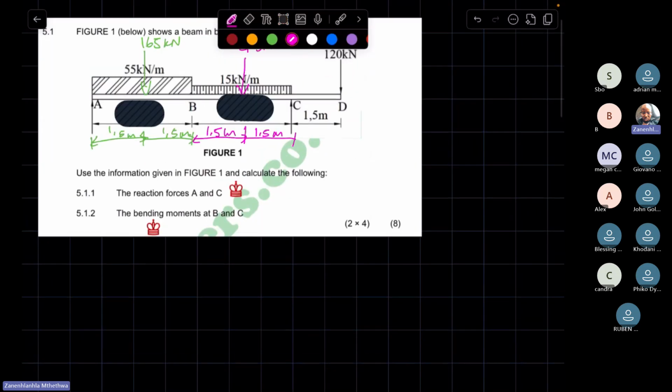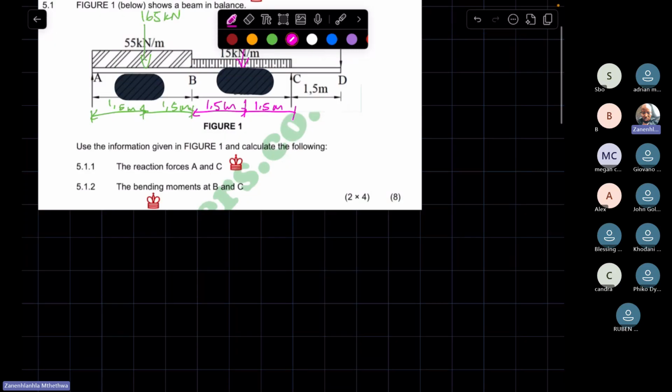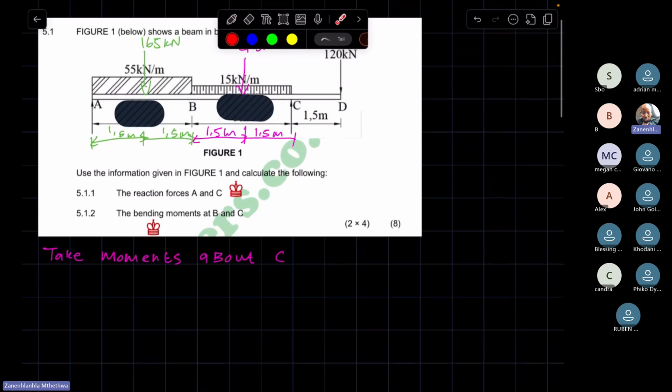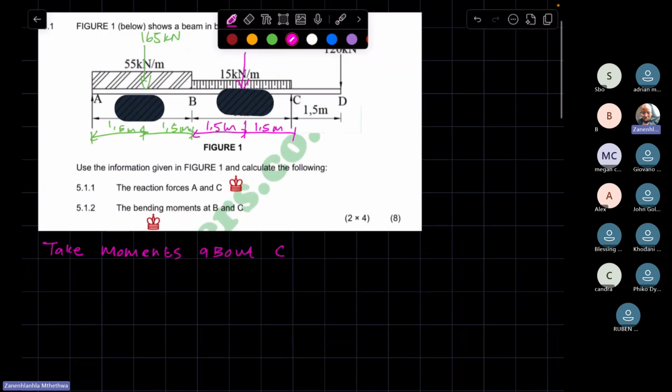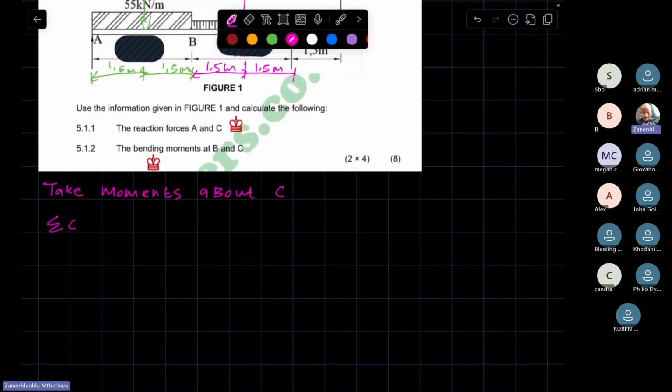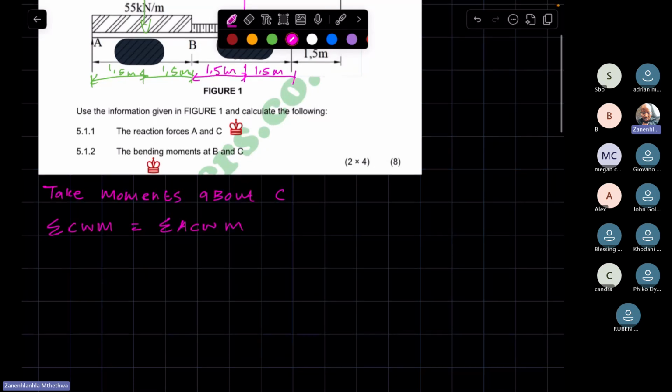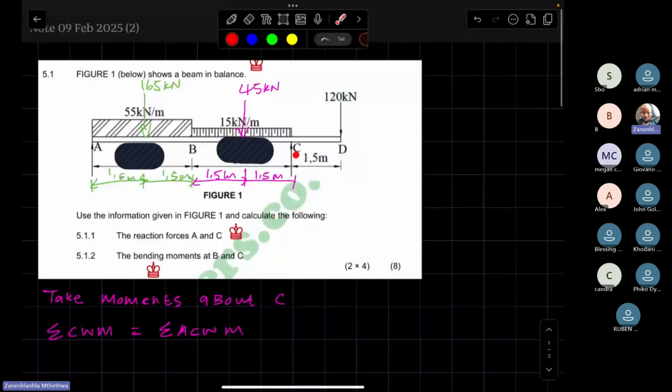Now, we are calculating reactions A and C, starting with A. We're first going to eliminate reaction C by taking moments about it. So we say take moments about C. Once reaction C is eliminated, you'll only have one unknown, which is the reaction at A. Now you say the sum of clockwise moments is equal to the sum of anti-clockwise moments. So we are taking moments about C.